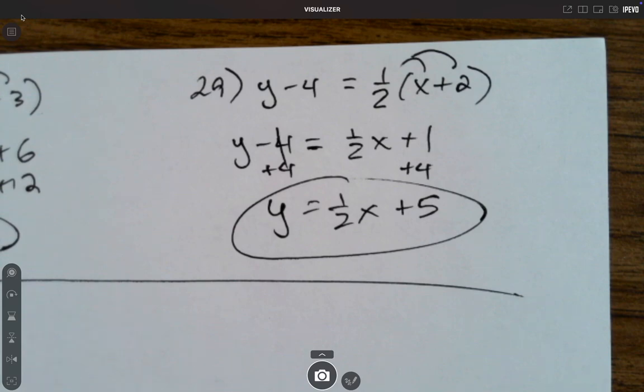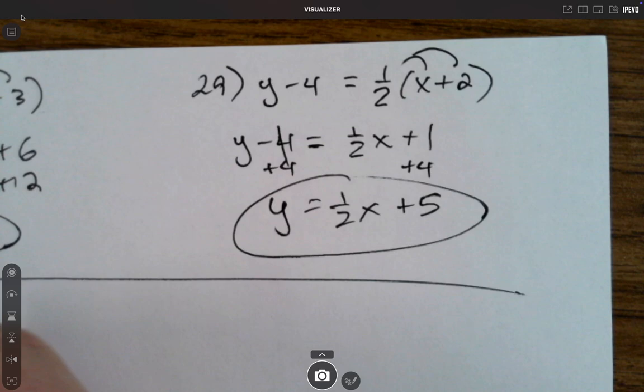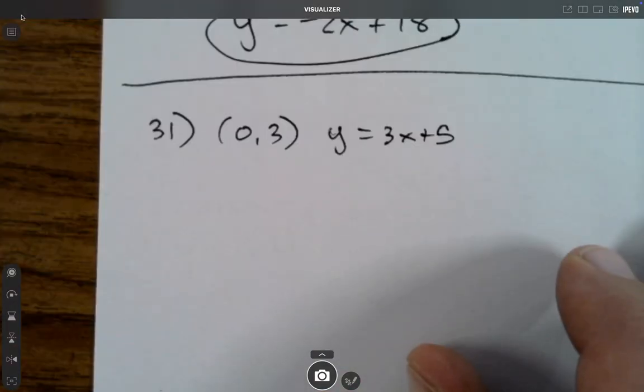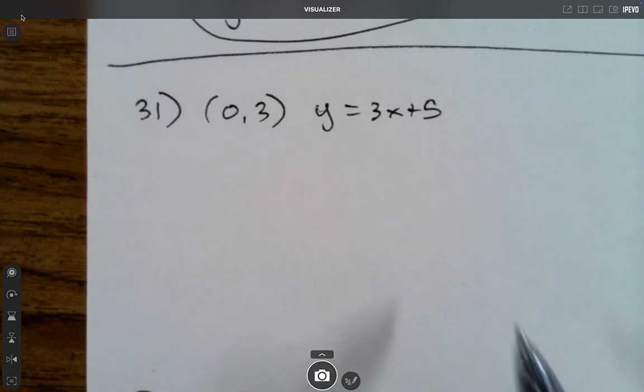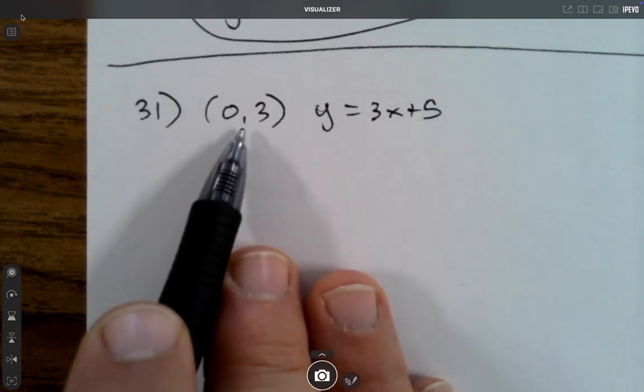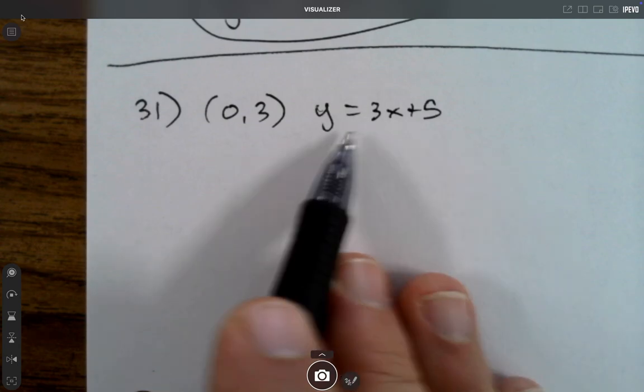Okay, now we're moving on to parallel and perpendicular lines. So number 31, it wants us to write an equation that goes through the point 0, 3, and is parallel to y equals 3x plus 5. Sorry, I wasn't in your vision there. So we want a line that goes through this point and is parallel to this line.